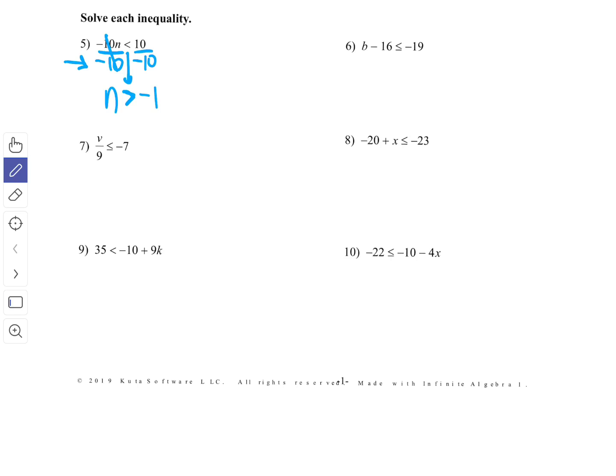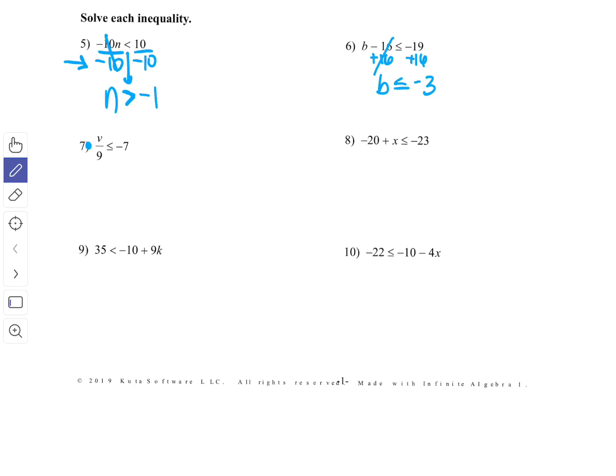Okay, number 6, b minus 16 is less than or equal to -19. So to get rid of that minus 16, we're adding 16 to both sides. Adding and subtracting doesn't matter, so it stays less than or equal to -19 plus 16, which is -3.